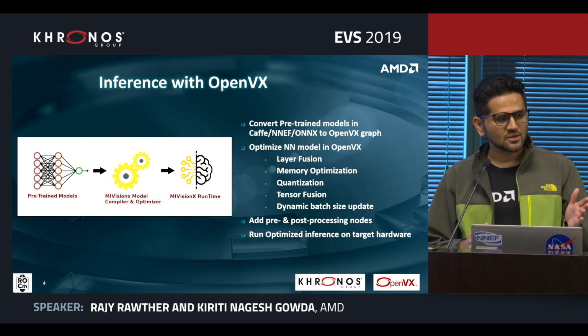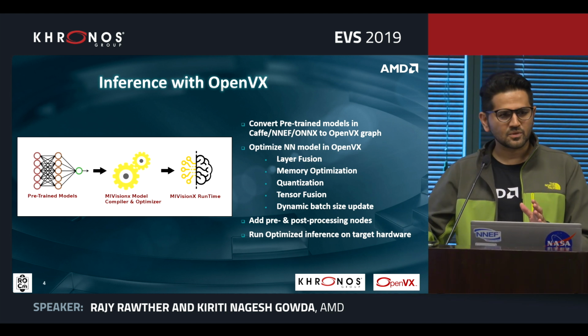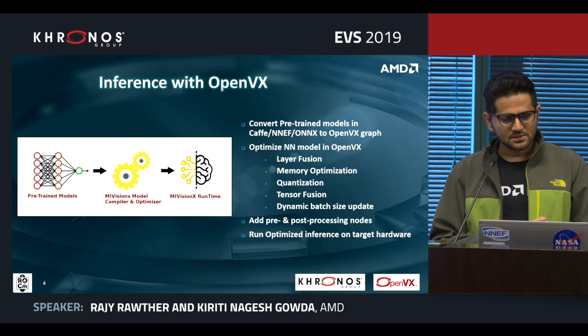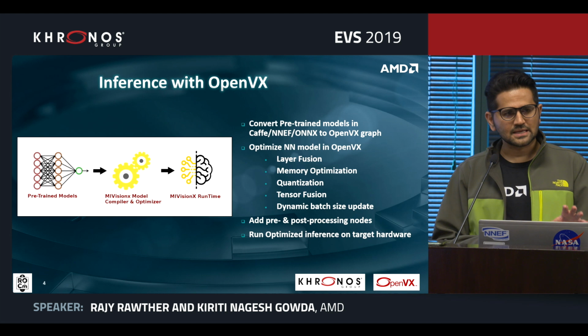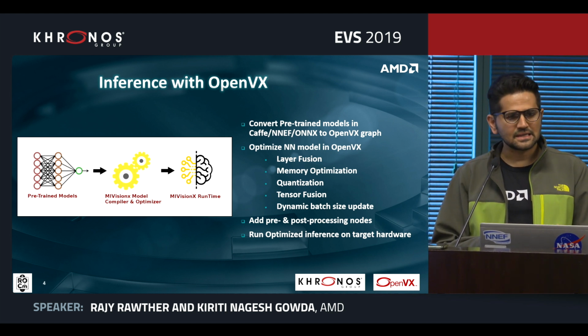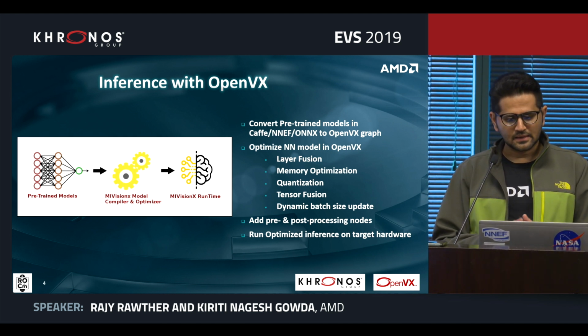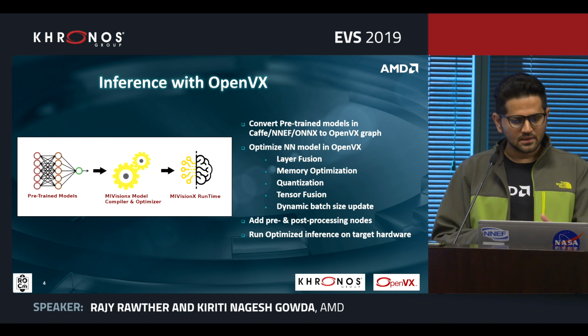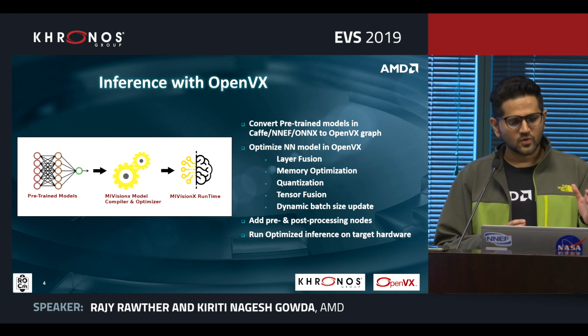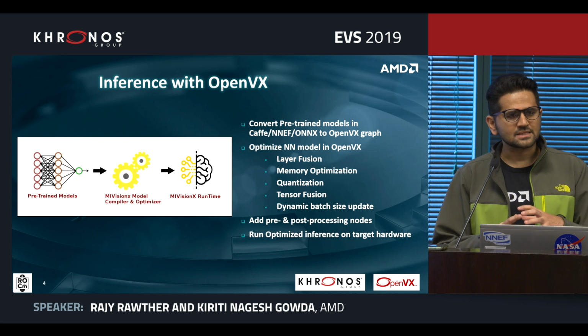Some of those models out there, like you'll see in the example when we do it, are not really trained that well, so you don't get the results out right. So the idea here in MIVisionX is we start with a pre-trained model. Your pre-trained model could be in Caffe, NNEF or ONNX, and then we use the MIVisionX model compiler and optimizer to convert it into an OpenVX graph.